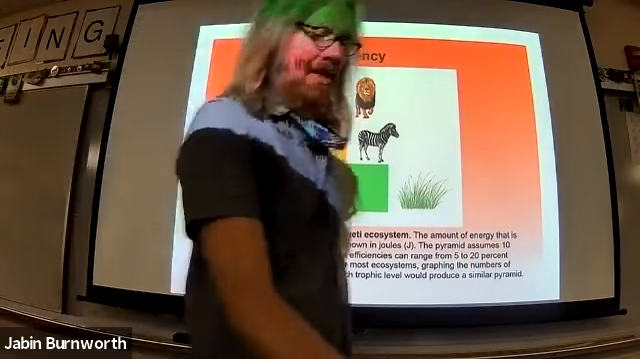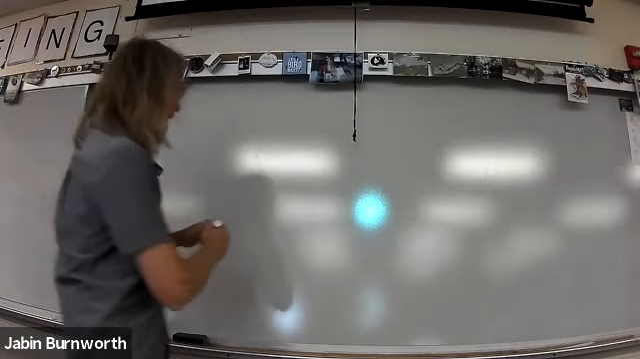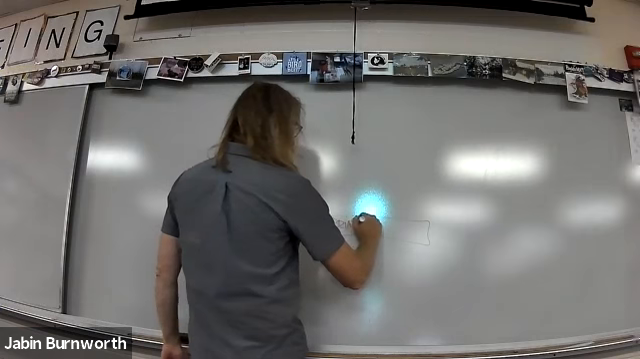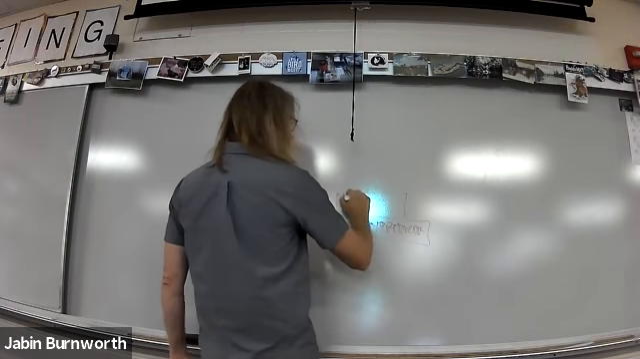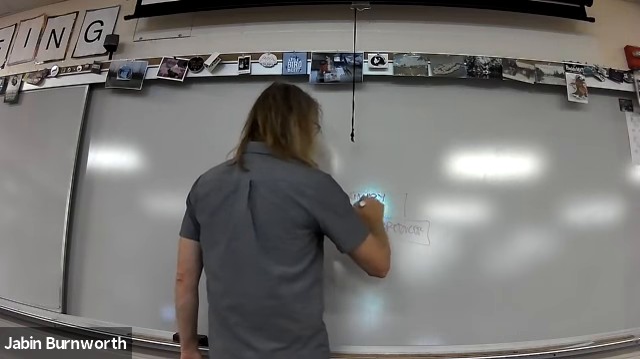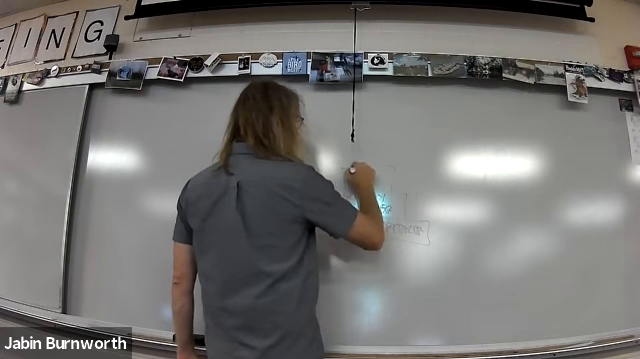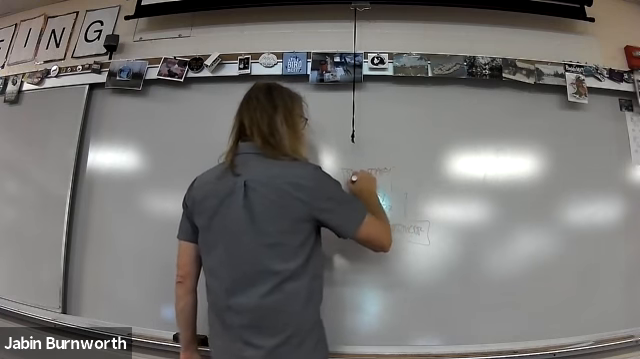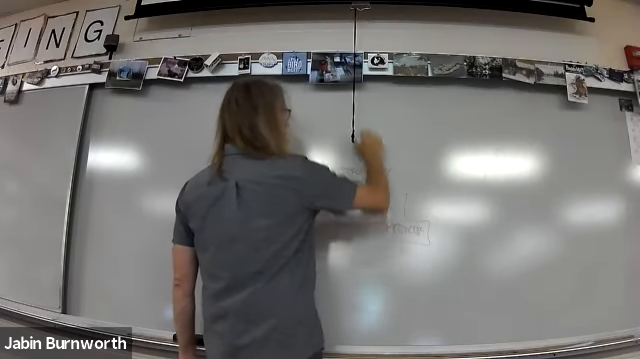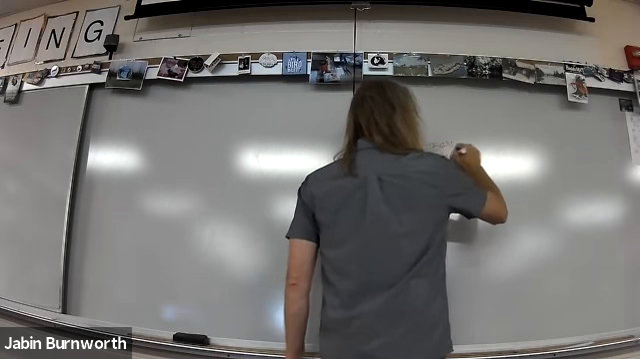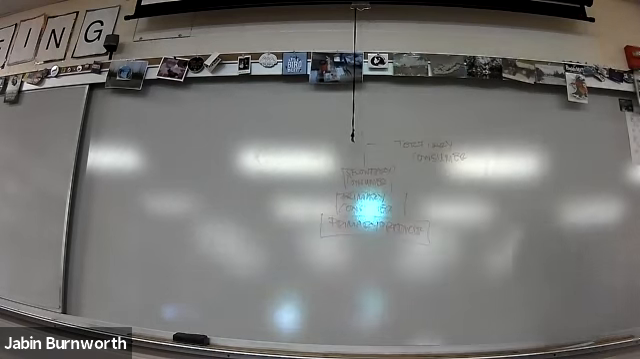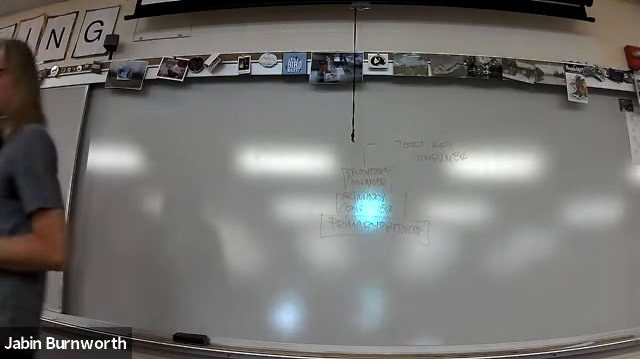I'm going to pause this and see if we can come up with our own here. I'm going to draw on the bottom. This is our primary producer, so a plant. Then we go to the primary consumer, then the secondary consumer. And right here at the top, we call that tertiary, which is basically the third level. Sorry, I need new pens. That red is horrible. Let's come up with ones with an Indiana base.